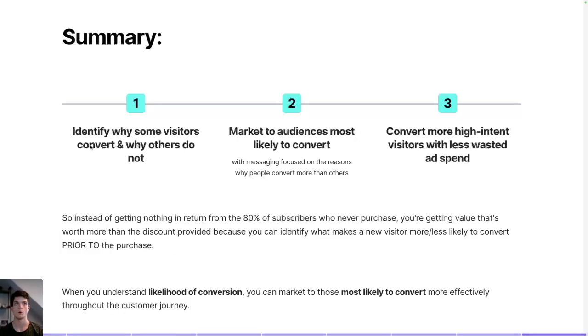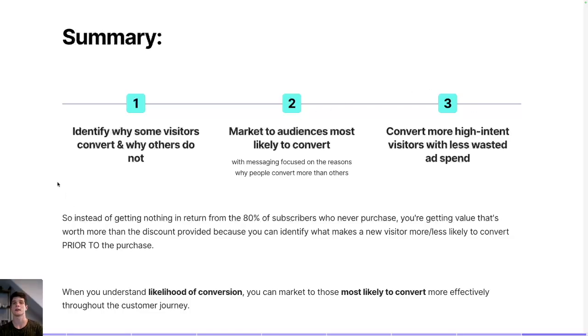So in summary, one, identify why some people convert and why others don't when they subscribe for the same offer. Two, market to audiences who are more likely to convert than others with messaging that's specifically focused on the reasons why the highest quality audience purchases. And three, convert more high intent visitors with less wasted ad spend by doing so.